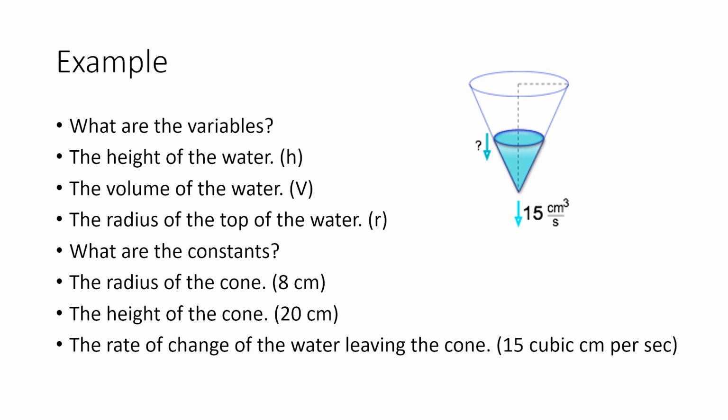So let's also give names to these variables. The height of the water, let's naturally call it h. The volume of the water, let me call it capital V. The radius at the top of the water, let me call that little r. It's changing over time. I know this radius of the cone was told to me at the beginning of the problem to be 8 centimeters. The height of the cone was told to be 20 centimeters. And I also know the flow coming out is a constant 15 cubic centimeters per second.